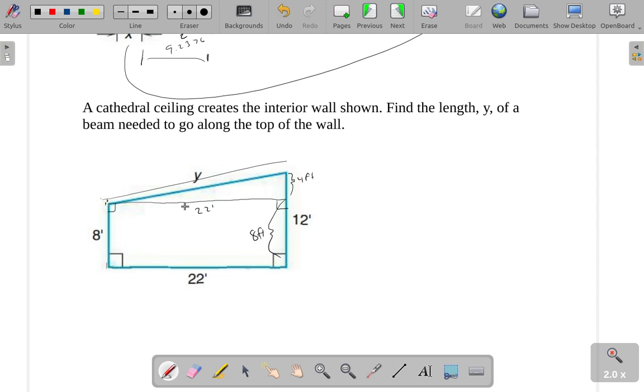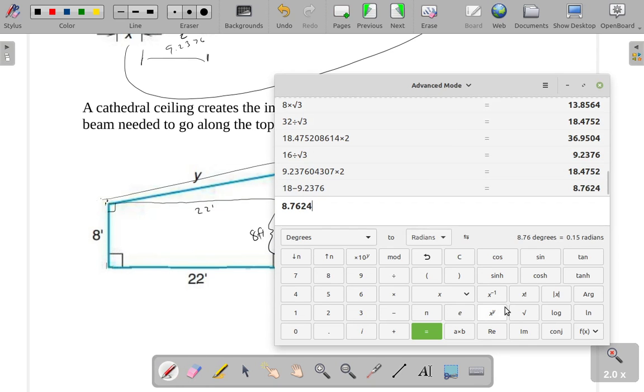So what I've done is I've created a right triangle, and I know 2 of the measurements of that right triangle, and it looks like it's the hypotenuse that I need to find. So that means y squared is equal to 4 squared plus 22 squared. Thus y must be the square root of 4 squared plus 22 squared, which gives me approximately 22.36 feet.